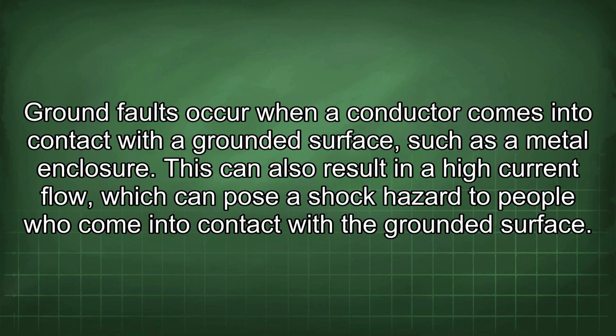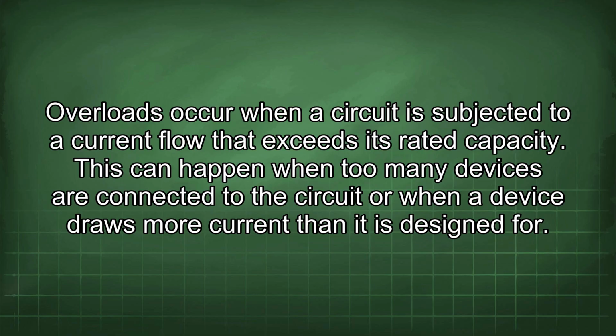Ground faults occur when a conductor comes into contact with a grounded surface, such as a metal enclosure. This can also result in a high current flow, which can pose a shock hazard to people who come into contact with the grounded surface. Overloads occur when a circuit is subjected to a current flow that exceeds its rated capacity. This can happen when too many devices are connected to the circuit or when a device draws more current than it is designed for.